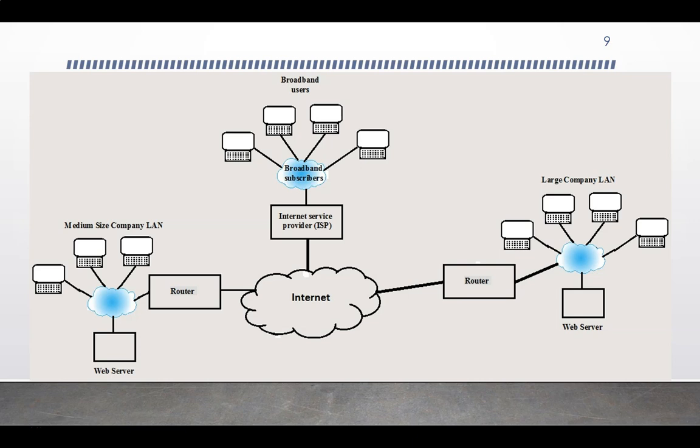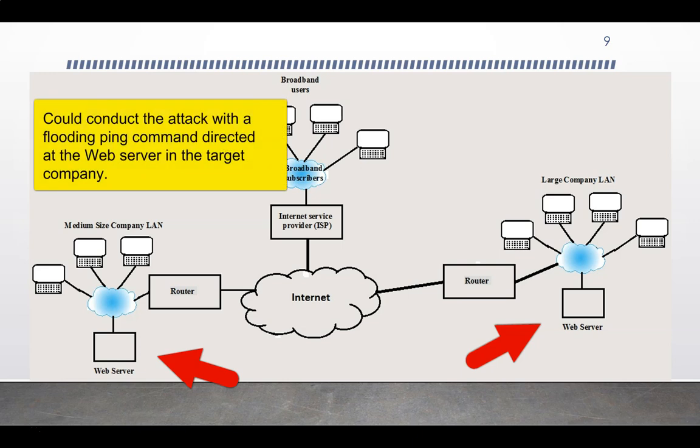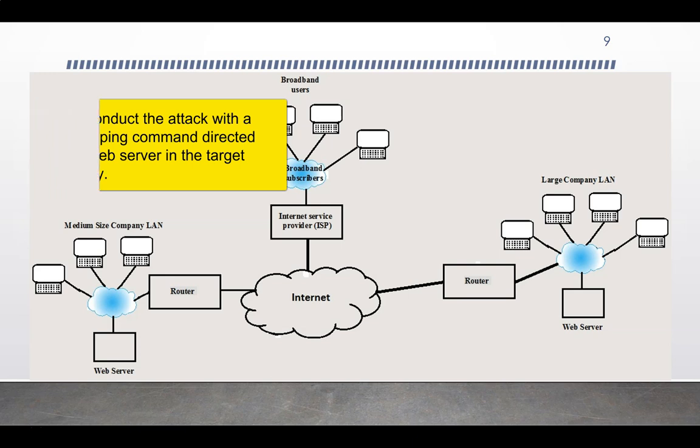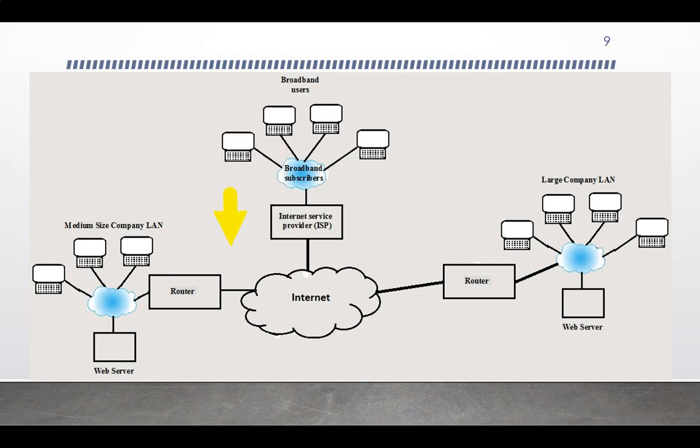In this example network, the attacker might use the web server of the large company to target the medium-sized company with a lower capacity network connection. Such an attack might use a flooding ping directed at the web server in the target company. This traffic can be handled by the higher capacity links on the path between them until the final router in the internet is reached. At this point, some packets must be discarded, with the remainder consuming most of the capacity on the link to the medium-sized company.